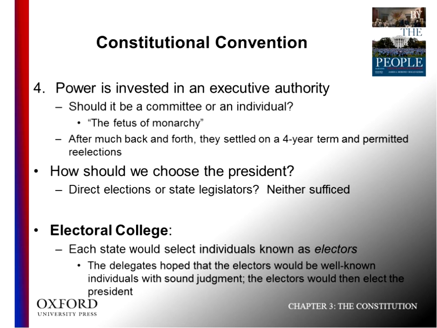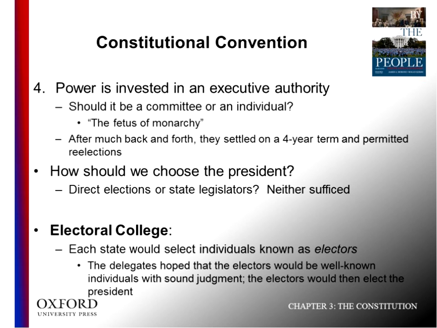So the next step is, okay, now we're going to decide it's one person rather than a committee. How should we elect this president then? Should there be direct elections or should there be state legislatures? Again, the founders feared direct elections. Madison said, no, watch out for the mobocracy. You know, somebody could come in and manipulate the will of the people and get elected and cause damage. Should we leave it up to the states? No, because then the bigger states would outdo the smaller states.